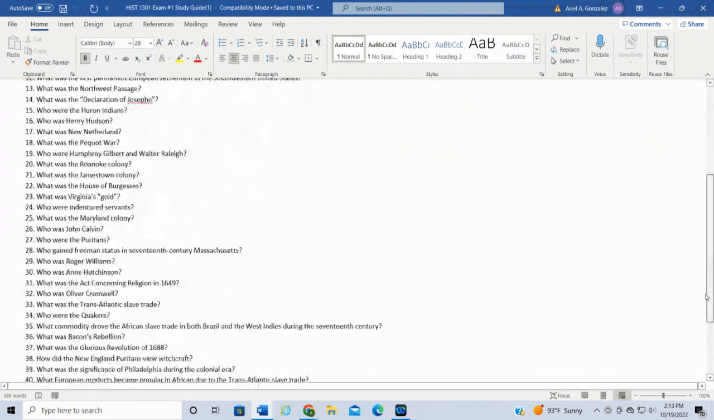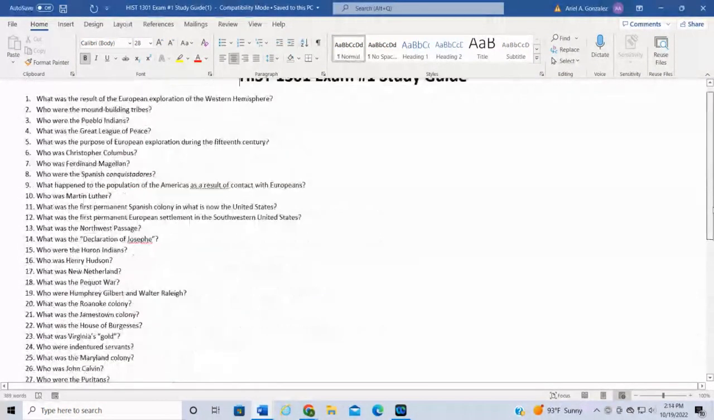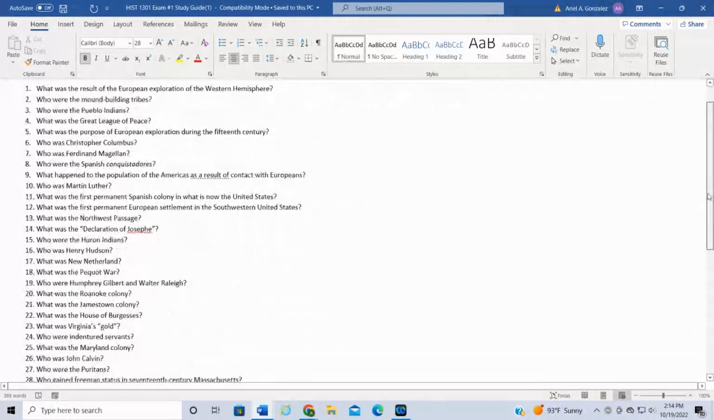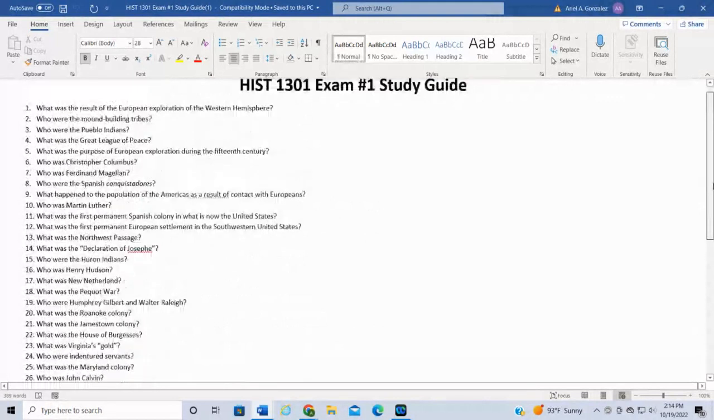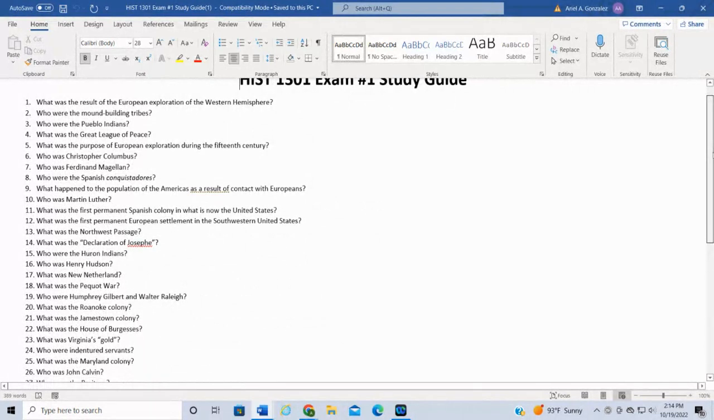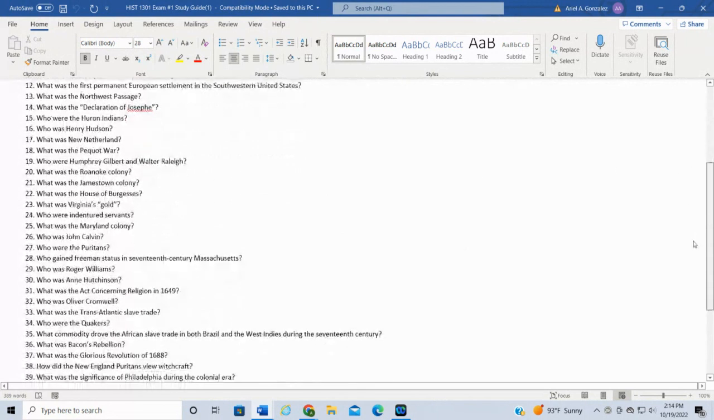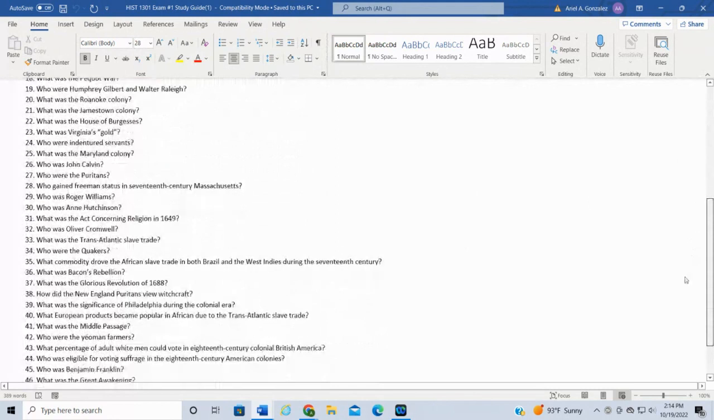It's 50 questions, so I want you all to focus on these questions for the study guide. And again, it's going to cover what we've covered within chapters 1 through 4. A lot of these are mostly people, like describe who these people are, like Christopher Columbus, Ferdinand Magellan. There's also places such as the Jamestown colony. There's also groups of people like some Native American groups, also like the Puritans.